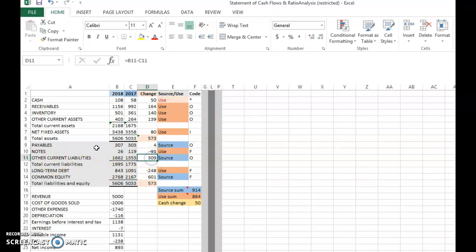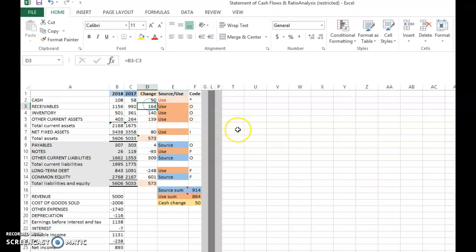Other current liabilities has gone up, so therefore it's a source of cash. And long-term debt is also a use of cash, similar to notes payable. It's also a use because it's a negative amount, a negative change, a drop in the long-term debt. Common equity is a source. This is because you issue new shares, new equity to your investors or shareholders, and therefore you receive cash. So this is a source of cash. That is the second step. You ignore the cash here first for the moment. Now what you do next is to total the sum of all the uses of cash.